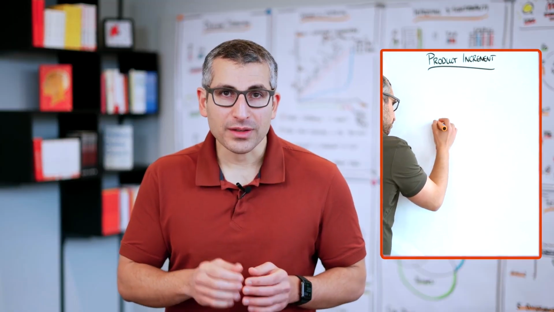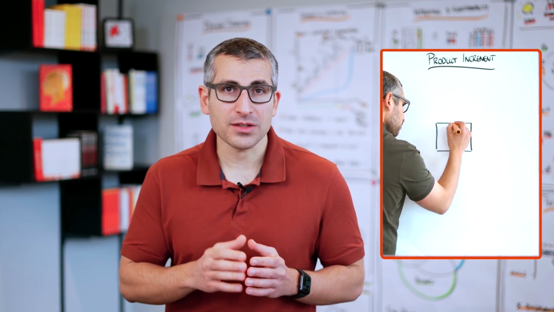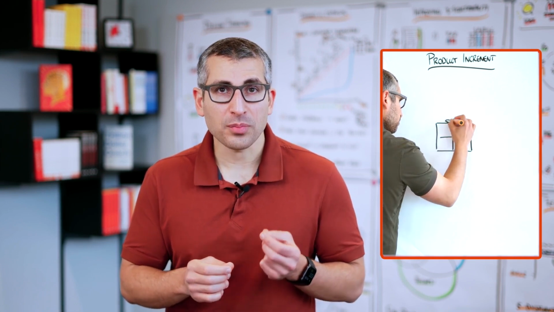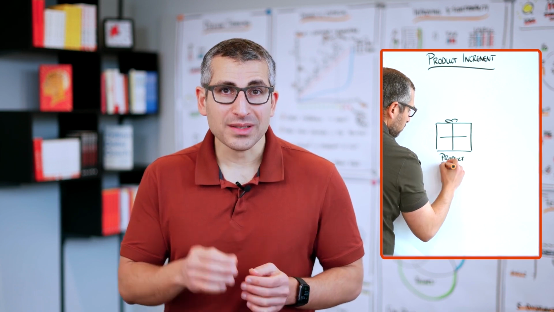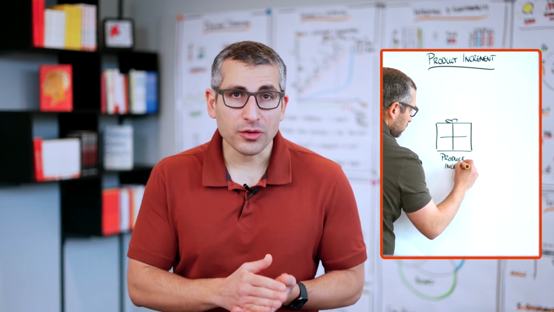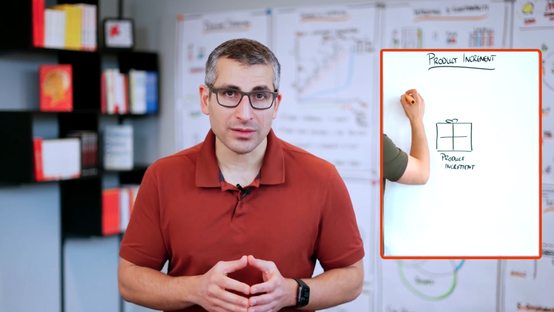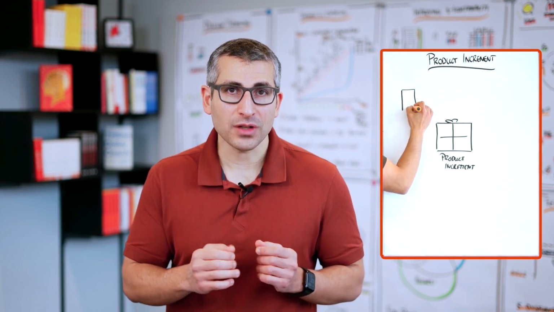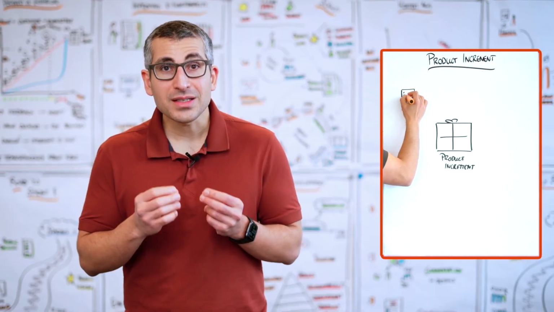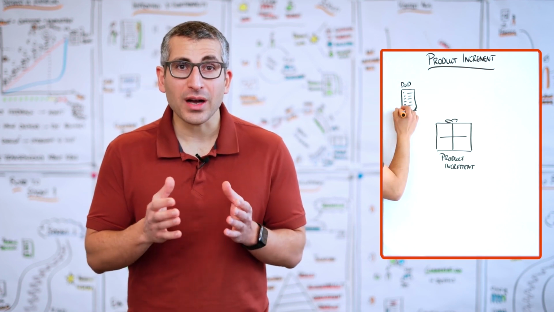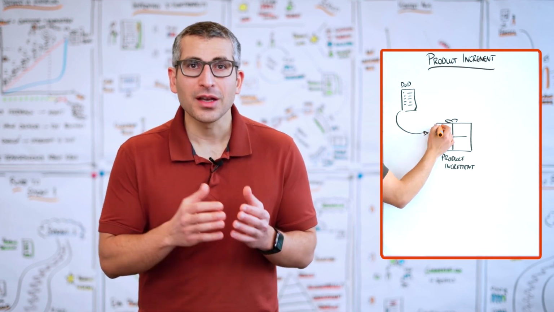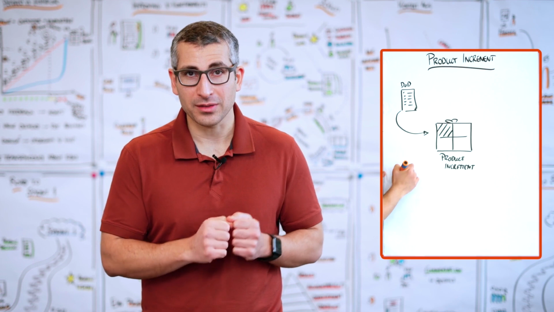The product increment is one of three artifacts in Scrum. The other two are the product backlog and the sprint backlog. And the product increment, similar to the other two, also has a commitment that comes with it. That is the definition of done. The definition of done describes what needs to be done so that a product backlog item can be considered being part of the product increment.